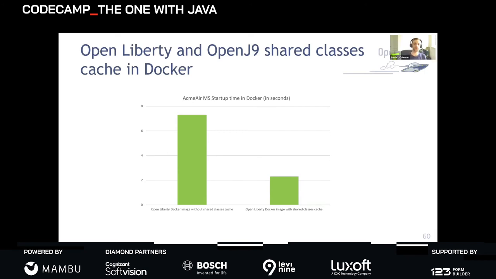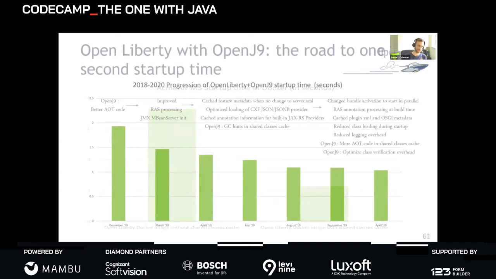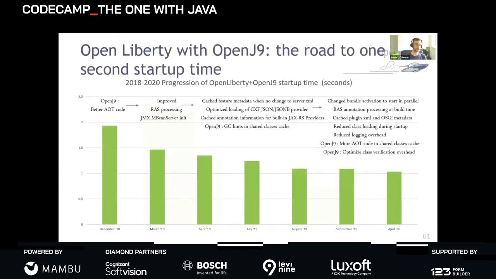So why has OpenLiberty got more performance benefits from this than other Java application servers? It's because we have an influence in both parts of the stack, and we've also put a lot of improvements into OpenLiberty to work really well with the OpenJ9 ahead-of-time compiler. A lot of work has gone in to make the OpenJ9 ahead-of-time compiler really, really efficient, as well as lots of other things, of course.